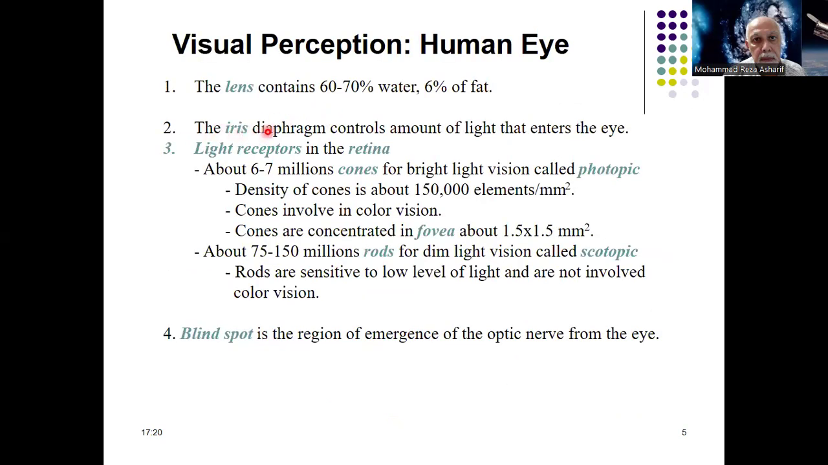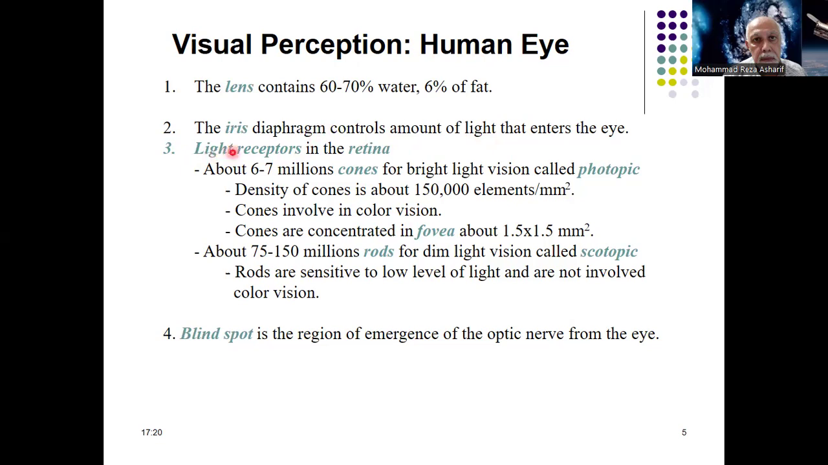The second, the iris diaphragm, controls the amount of light that enters the eye. This is very important. When it's brighter, the iris gets closer. It's like the diaphragm in a camera, and it resembles the color of the eye, for instance, blue or green or black or brown. So we see in bright light, but in night light, it opens totally, so you will see only the retina inside the eye, which is almost black.